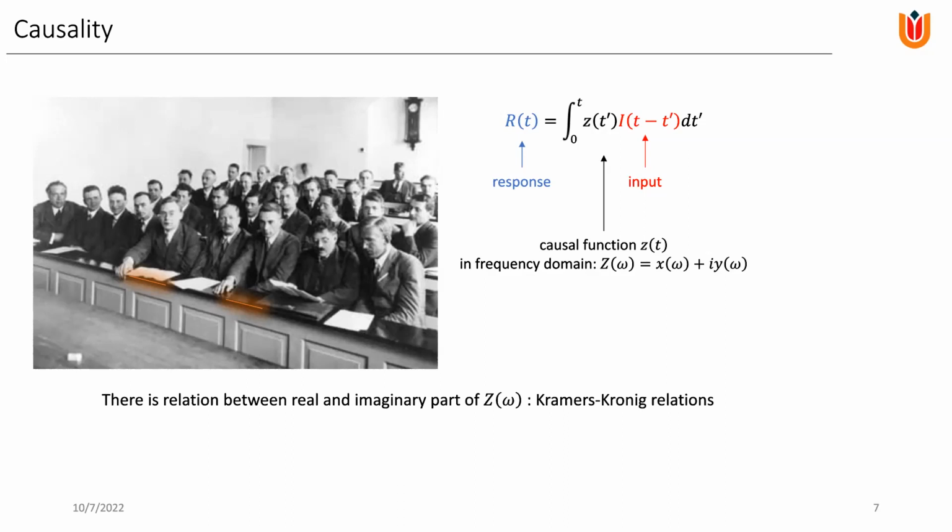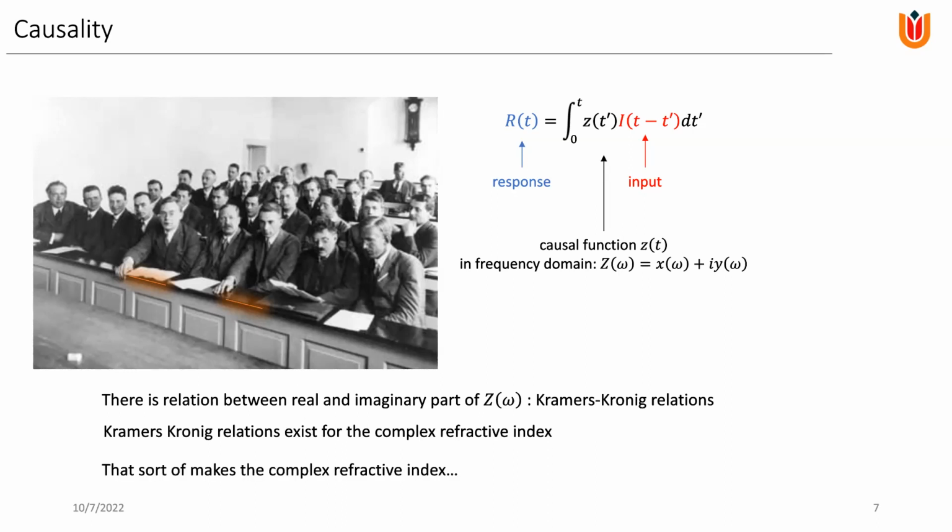Okay. Now again, for these causal functions, the time domain and the frequency domain, there is this relation between the real and imaginary part of that function. And because this exists for the complex refractive index, and we use the complex refractive index for scattering properties and also for absorption properties, it's truly important.